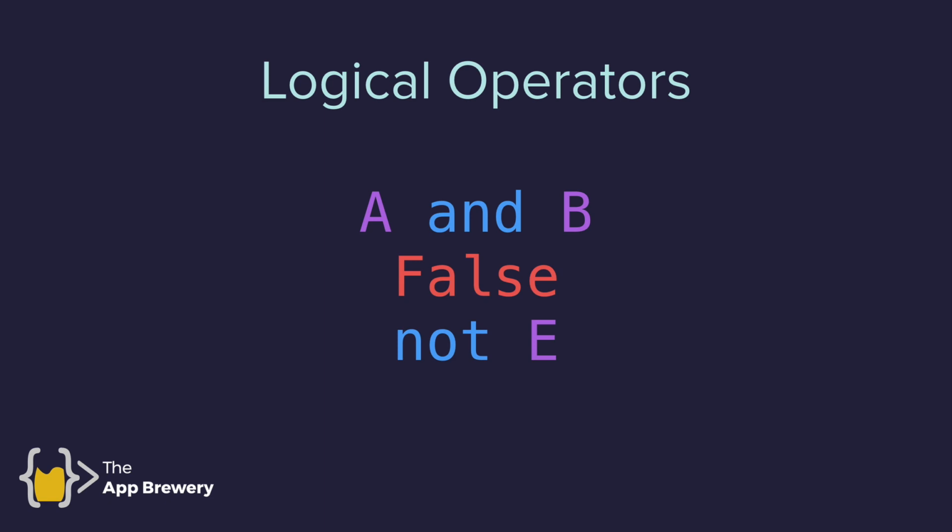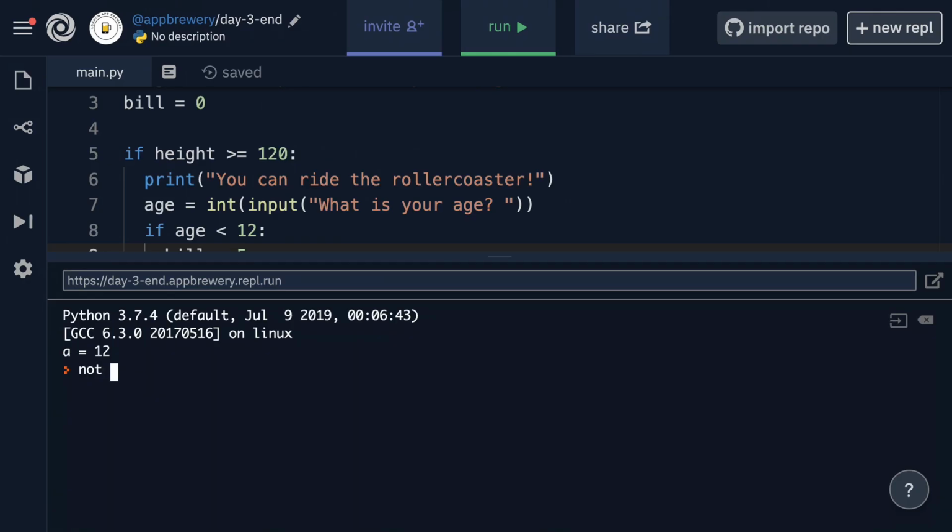Now, the final one is the not operator. And all that this does is it basically reverses a condition. So if the condition is false, then it becomes true. If it's true, then it becomes false. If I wrote not, and then I wrote the condition, A is greater than 15, A greater than 15 is definitely false. 12 is less than 15. But by putting the not there, it's going to reverse this, so going from false to true. So when I hit enter, you'll see it is now true.